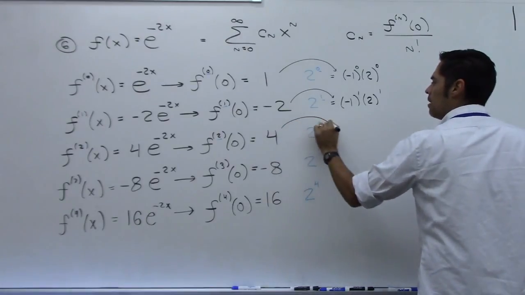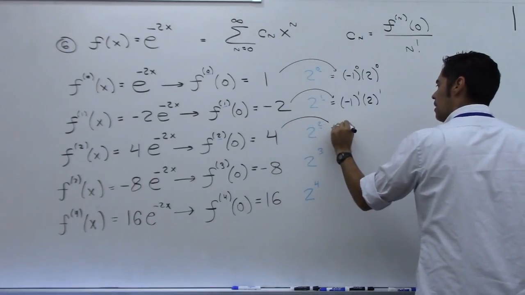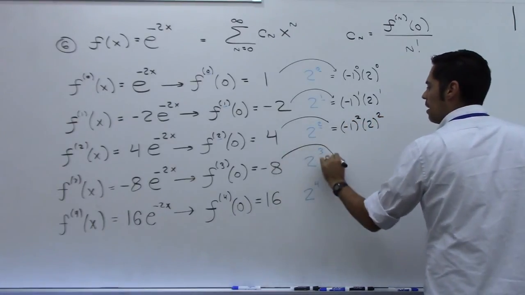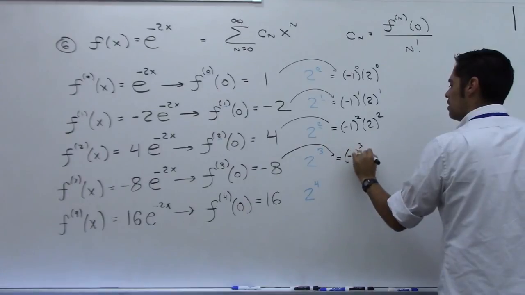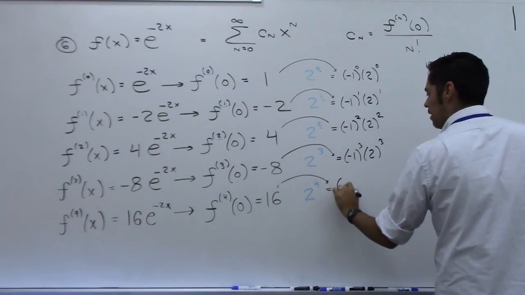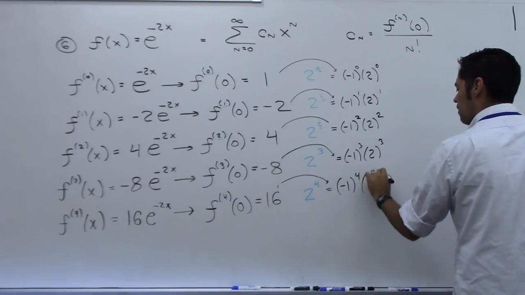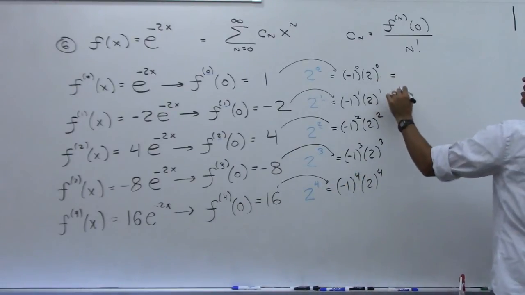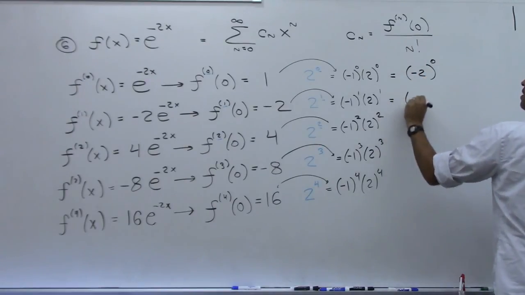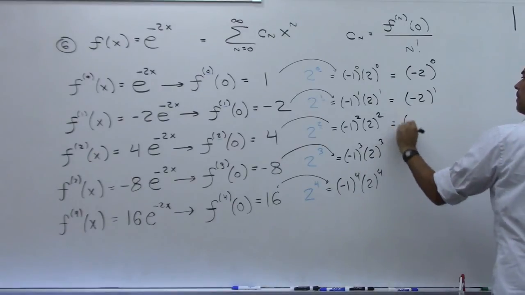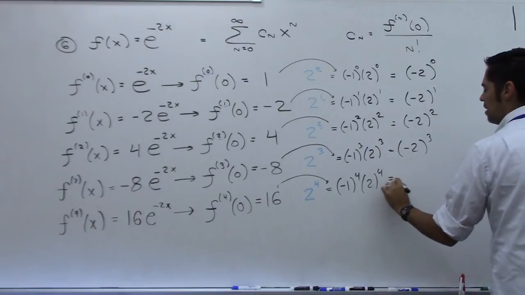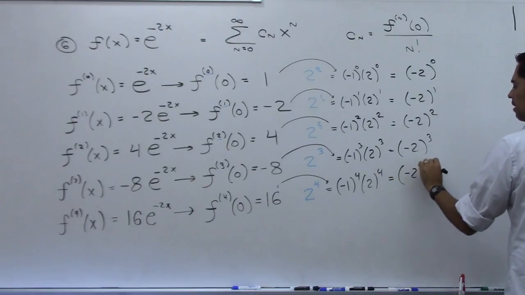And then this one right here is negative 1, but this time squared, then 2 squared. And then this one right here is negative 1 cubed, 2 cubed. And then this one right here is negative 1 to the fourth, 2 to the fourth. So all of these are just what? Negative 2 to the 0. This one is negative 2 to the 1. This is negative 2 to the 2. Negative 2 to the 3. You may have seen that without me going through all that detail right there.